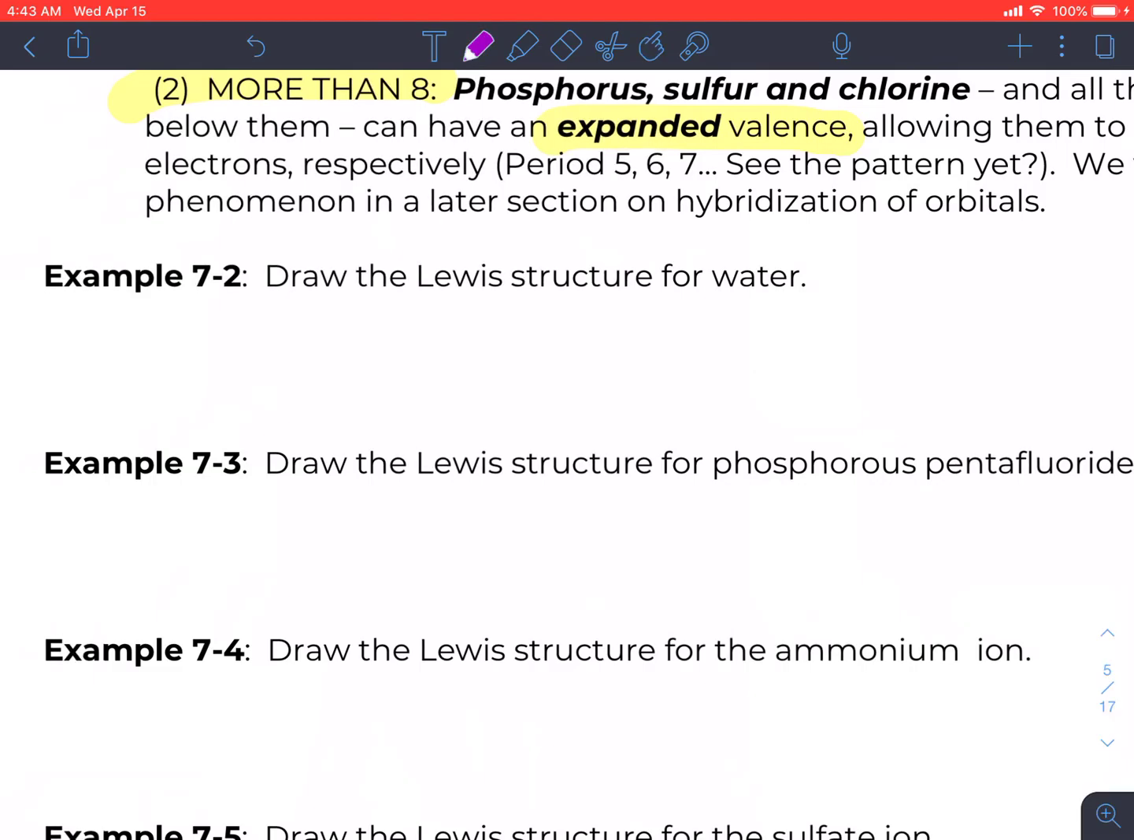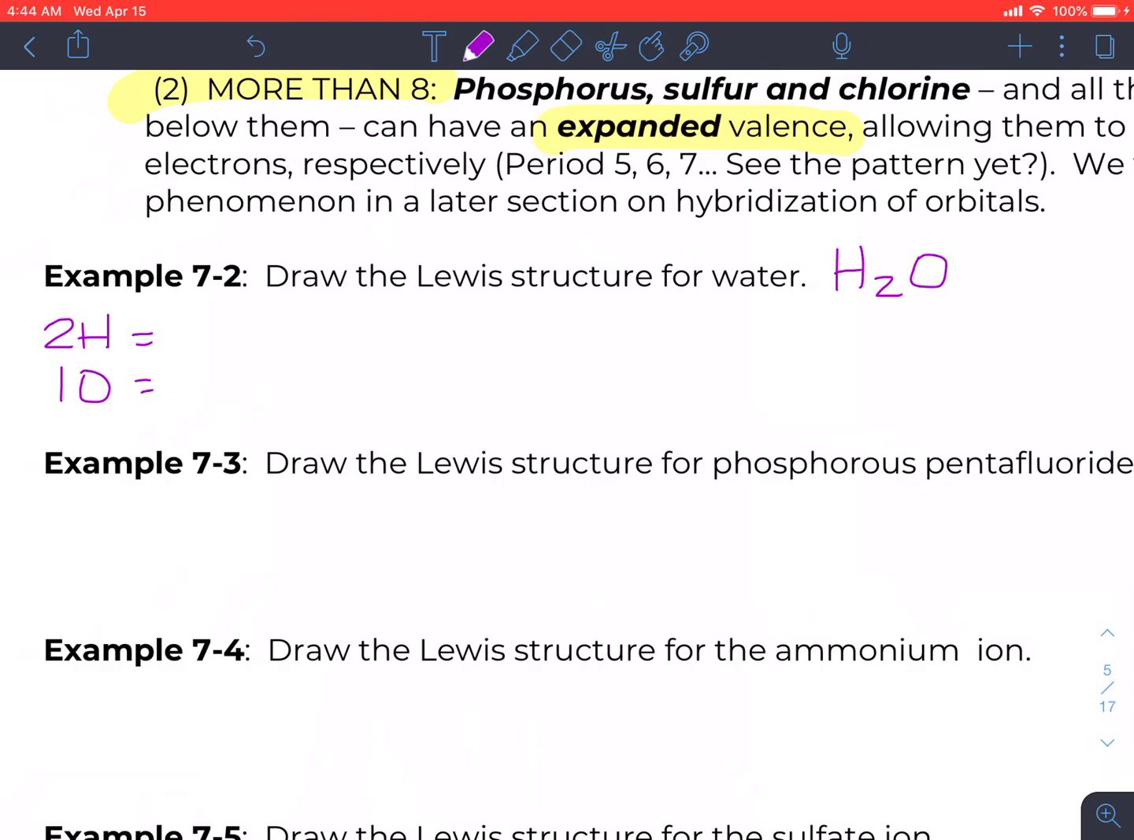Okay, so draw the Lewis structure for water. Well, first off, you have to have a working formula for water, H2O. The first rule is to count up your valence electrons. So what we need to do is list the elements and the number of elements that are in the formula. We go to the periodic table. Let me pull mine up real quick. And we find out how many valence electrons each of these atoms have.